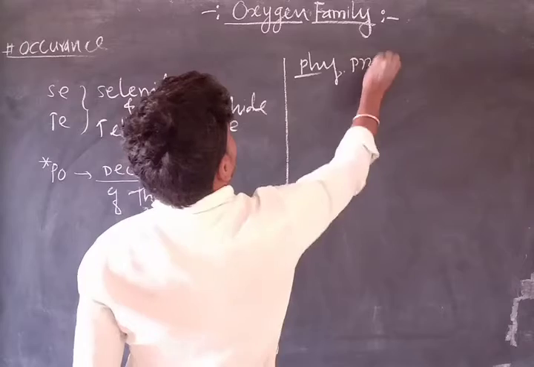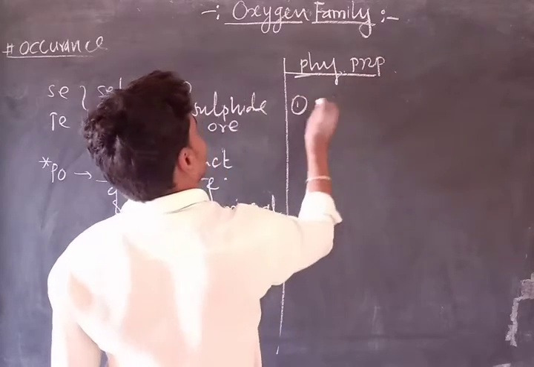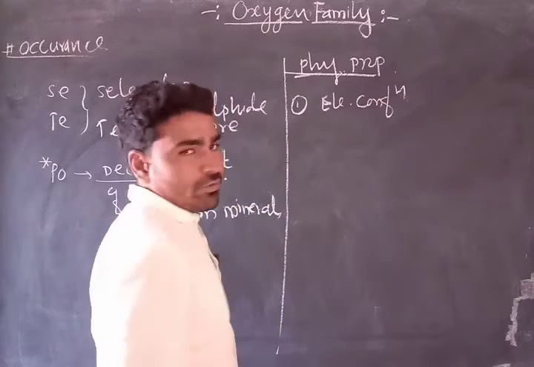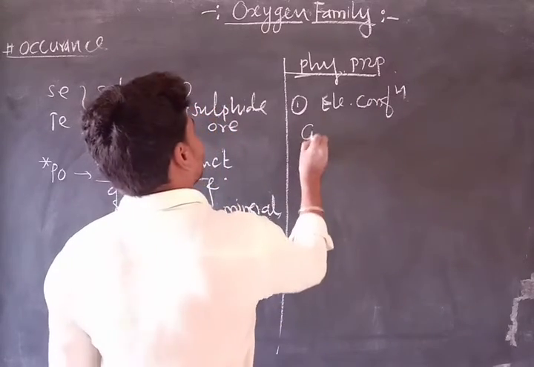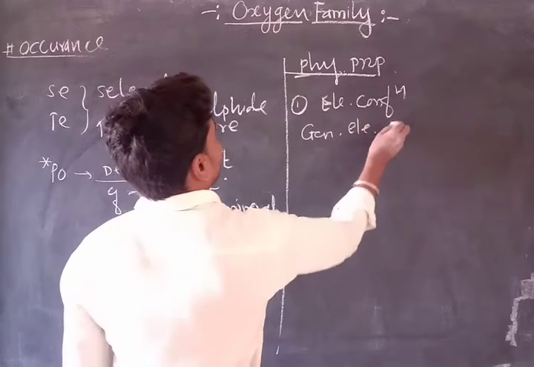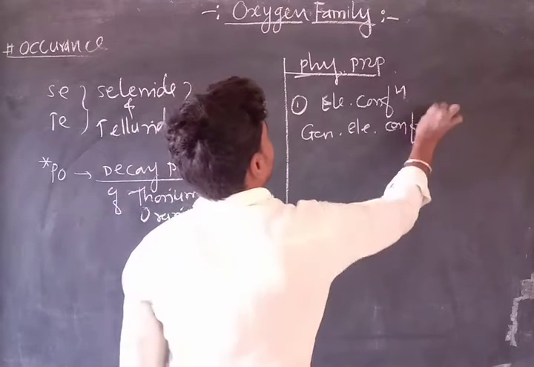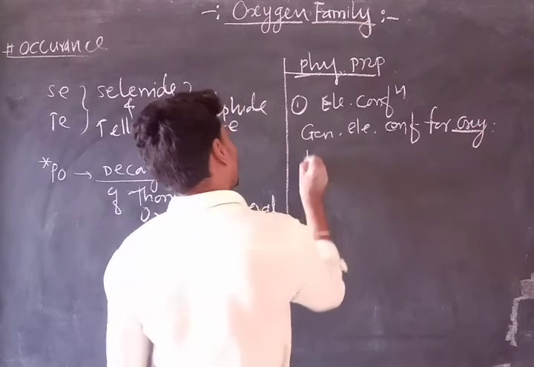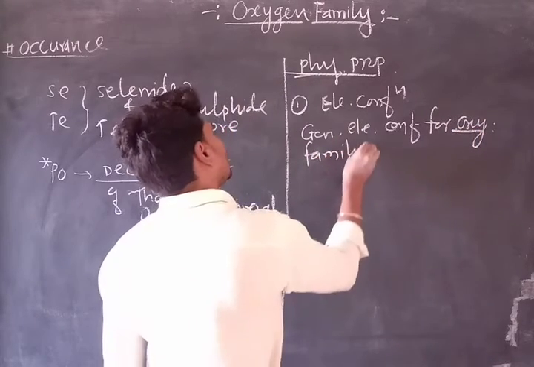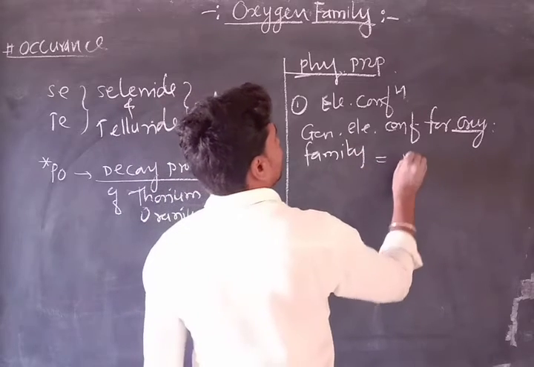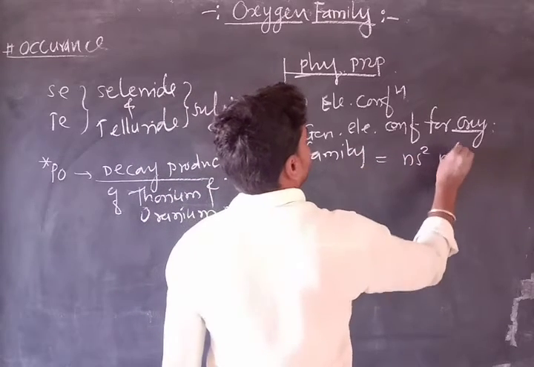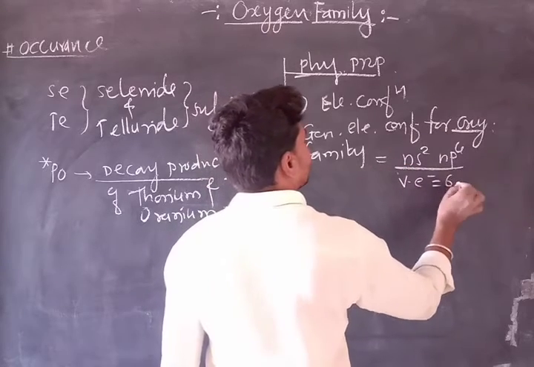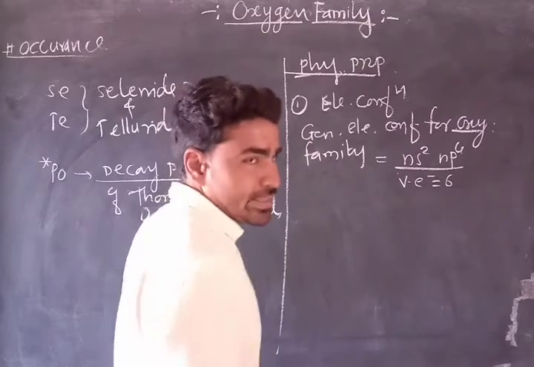The most important physical property is its electronic configuration. The general electronic configuration for the oxygen family is ns2 np4, having the number of valence electrons equal to 6 and general valency 2.